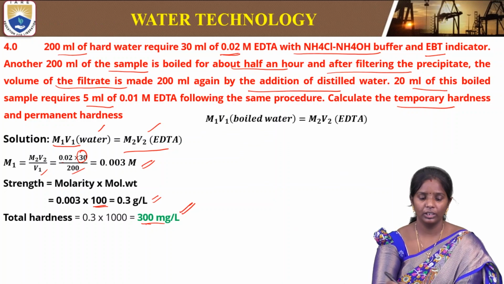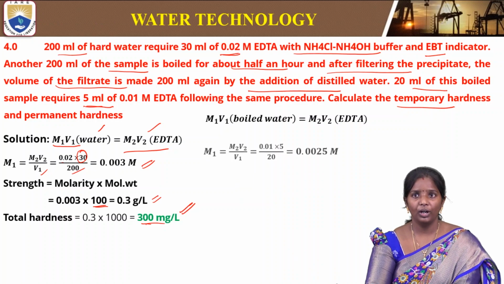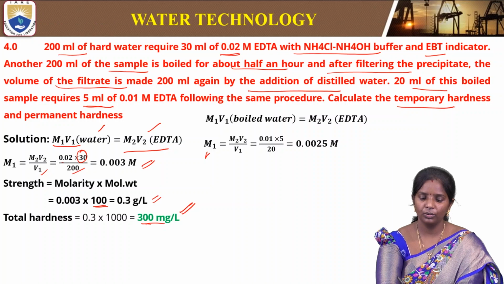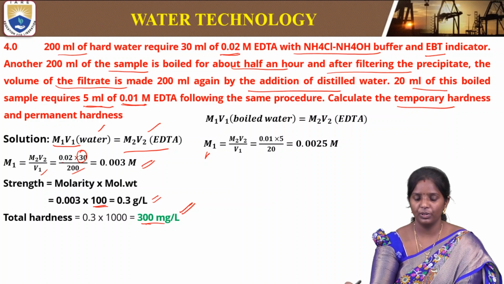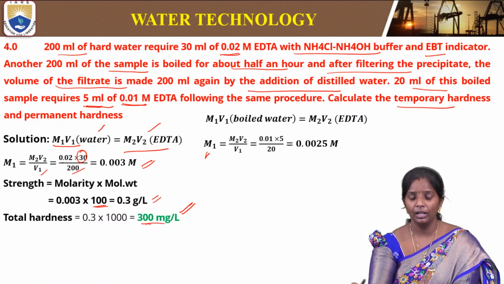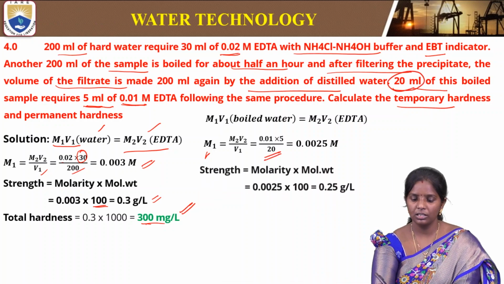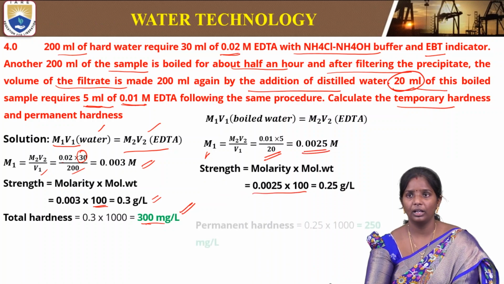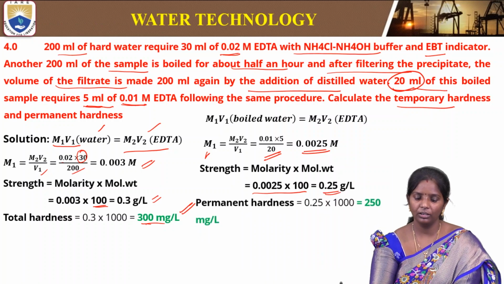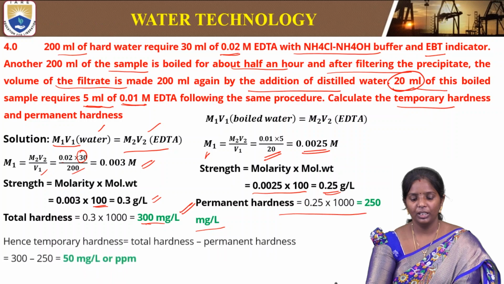Now we do the other one, permanent hardness. For permanent hardness, boiled water is taken. M1 is equal to M2 V2 by V1. What is the EDTA molarity here? 0.01. So 0.01 into 5 ml of EDTA consumed, divided by 20 ml taken for the titration, gives 0.0025 molar. Converting into strength again, multiplying with 100, we get 0.25 gram per liter, and the permanent hardness is 0.25 into 1000, equal to 250 milligram per liter. So this is the total and permanent hardness.